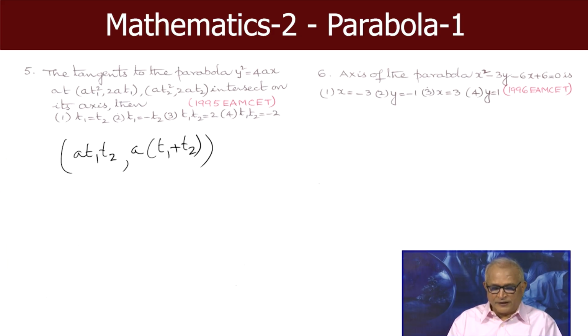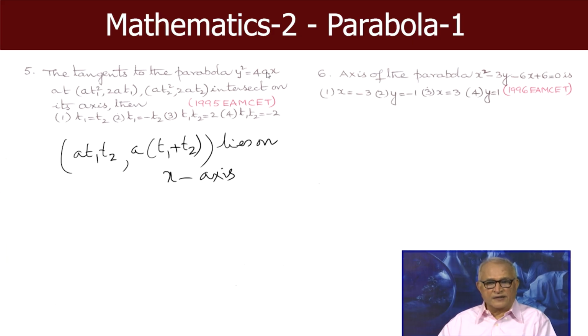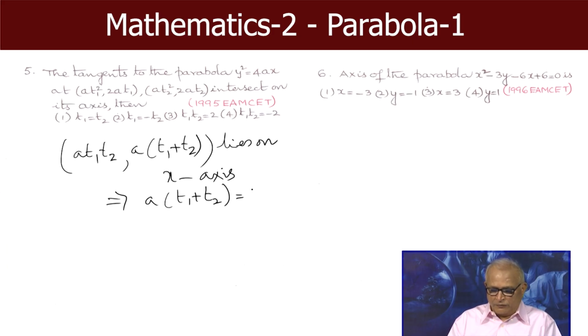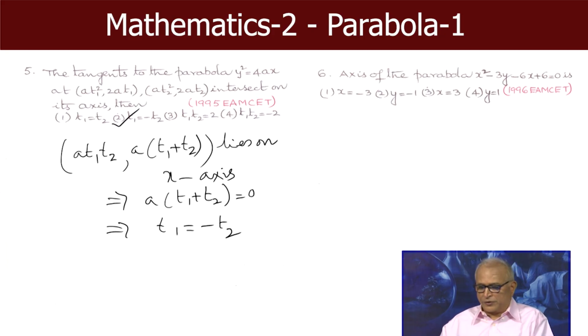This point of intersection lies on its axis. Lies on axis means x-axis. The axis of the parabola is the x-axis. Standard formula ఉంది కాబట్టి the axis x-axis is the axis of symmetry. అంటే y coordinate 0. This implies A into T1 plus T2 equals 0. But A cannot be 0, A is positive. So this means T1 equal to minus T2. So that's the relation between T1 and T2, which is the second option.